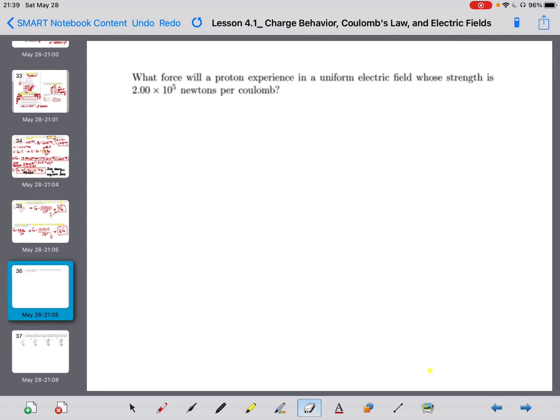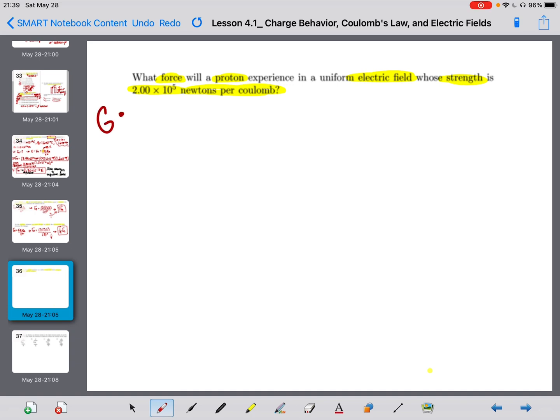3 of lesson 4.1. This particular video is going to focus on electric field strength and electric field lines. So this question right here says, what force will a proton experience in a uniform electric field whose strength is 2 times 10 to the 5 newtons per coulomb?